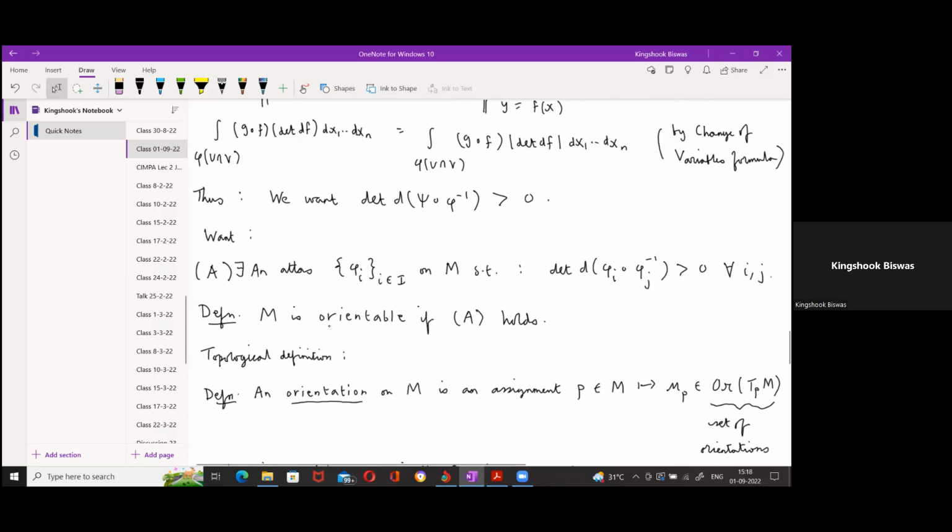And now, similarly, how do I go in the other direction? Suppose I have an orientation on M, then I want to define such an atlas. So now I take any atlas. Without loss of generality, I can assume that all the charts in my atlas are connected.